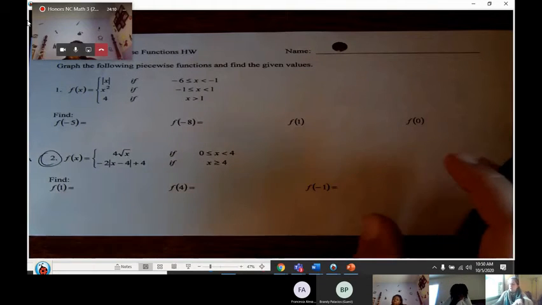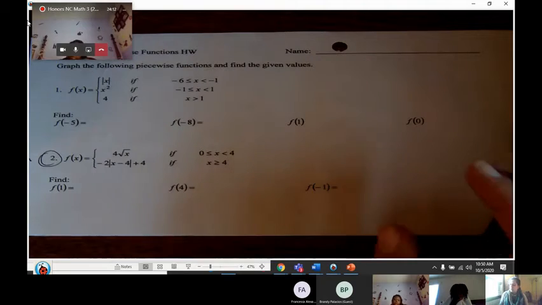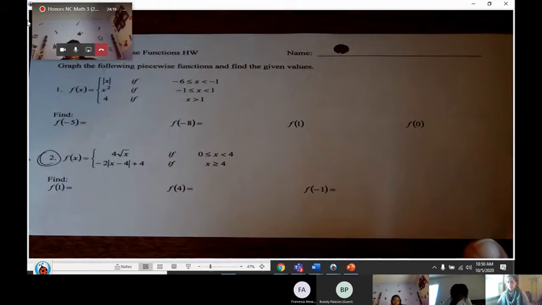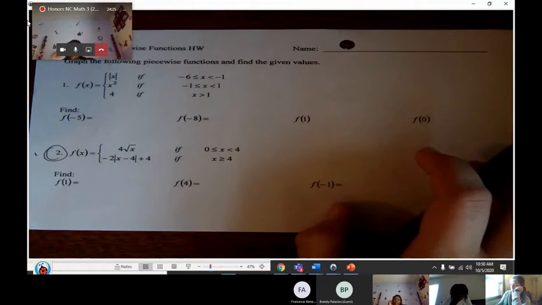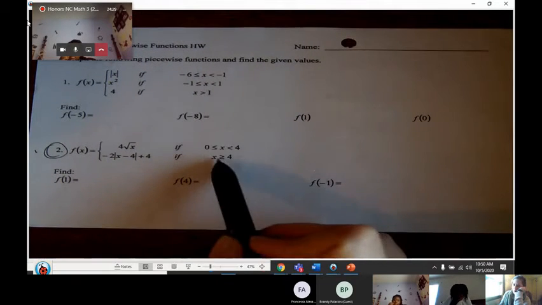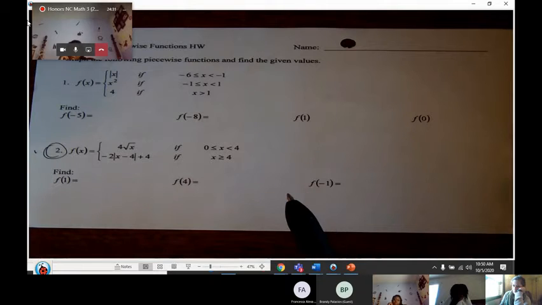So let's see, Tanaya, you're next. Can you get one of these? Which one do you want to do? Probably the first. The first one. Okay, perfect. So is 1 going to be between 0 and 4 or bigger than 4? Between 0 and 4. Perfect.